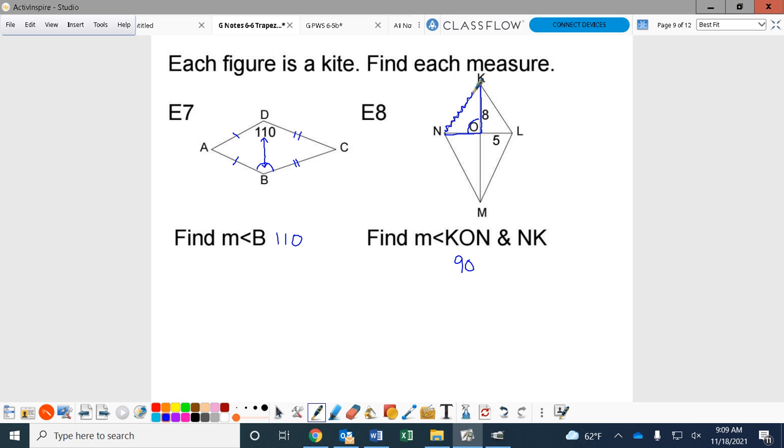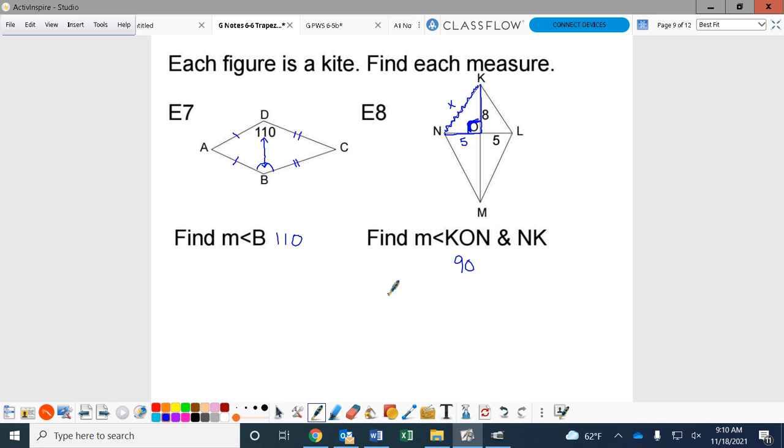The next thing it wants me to find is NK. Guys, if this piece right here is 5, this is the diagonal that's between the non-congruent sides, then this side over here would also be 5. I now have a right triangle. We know this is a right angle, so I know this is a right triangle where I know two sides, and I want to find the third one. What do I use when I know two sides in a right triangle and want to find the third one? It's that one with the P.